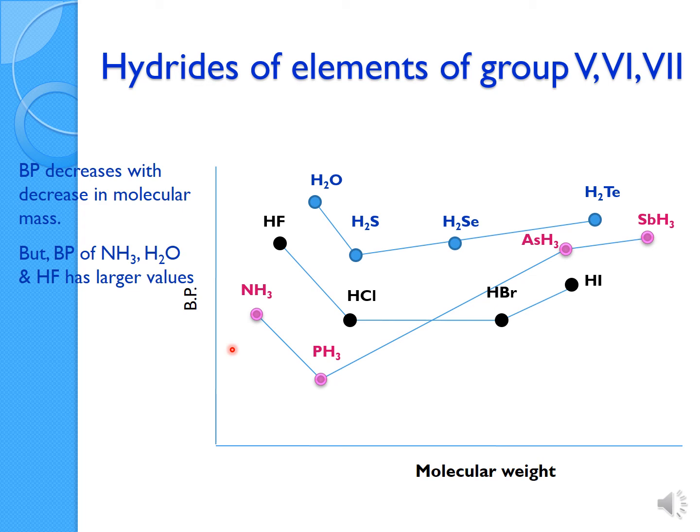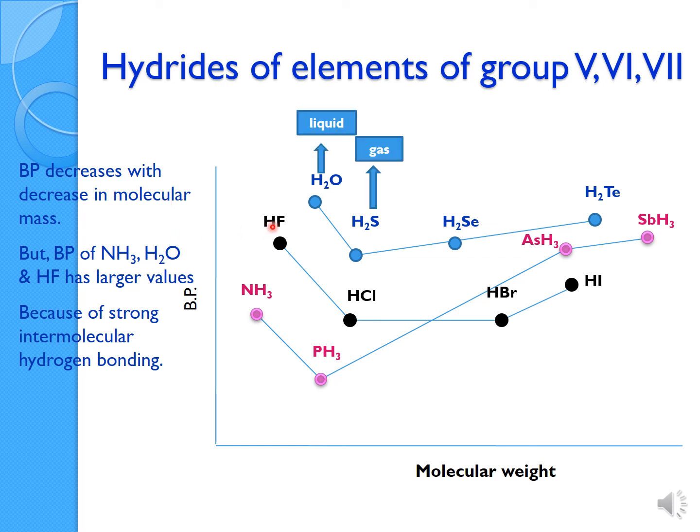That is because of the presence of intermolecular hydrogen bonds. We have already seen that HF, H2O and ammonia can form intermolecular hydrogen bonding, and because of the presence of these intermolecular hydrogen bonds, the molecules will associate to form a chain-like structure, and therefore we will have to supply more energy to break these bonds and to convert the substance into gaseous state. So therefore these molecules will have higher boiling point.